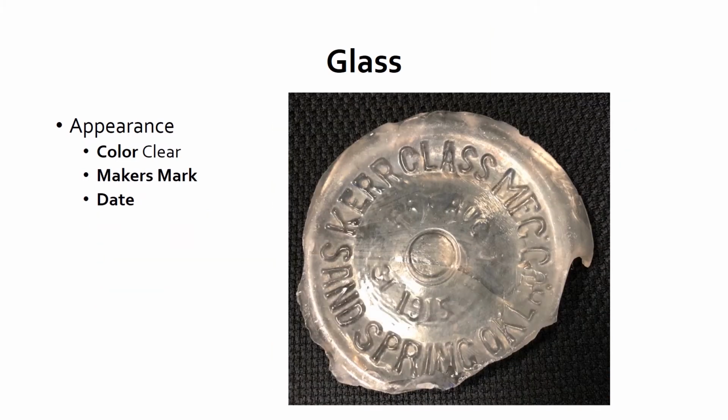And like I said, with that glass scatter, sometimes all you have is the base. So we've got a color, it's clear, but it's starting to look opalescent. It gets a sheen to it as it decomposes. But it has the maker's mark, and that maker's mark can give us the date of 1915.